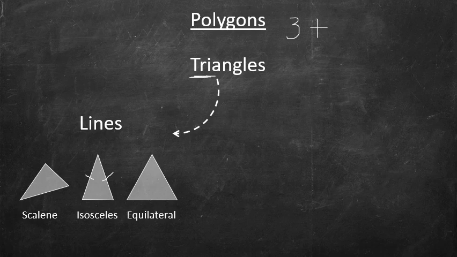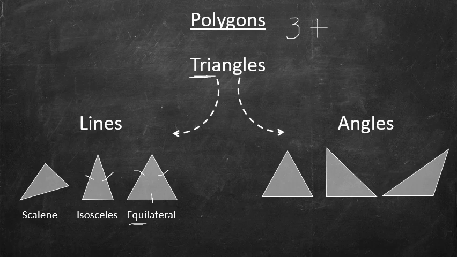The last one is an equilateral triangle. And if we look at the word equilateral, the first part sounds a lot like equal. So anytime you have an equilateral triangle, it has all three sides that are the same length. Okay? The next way that we can classify triangles is by their angles. Let's look at these three.